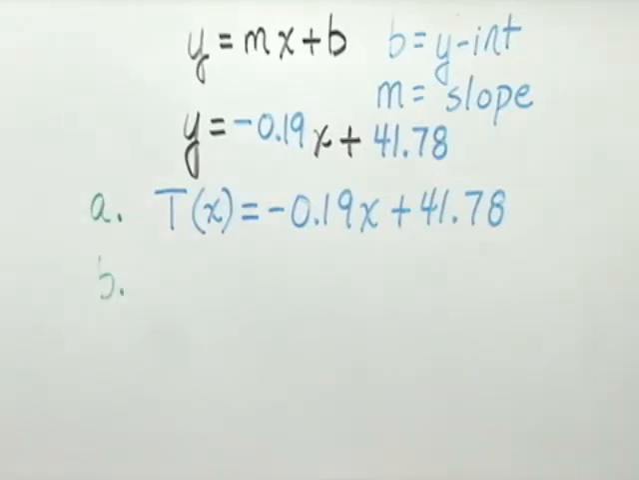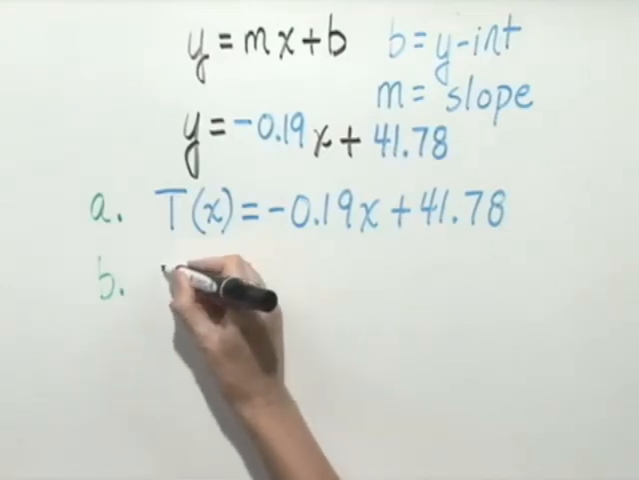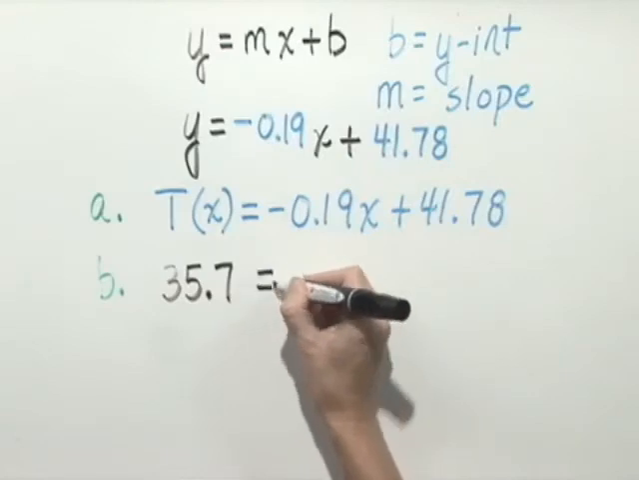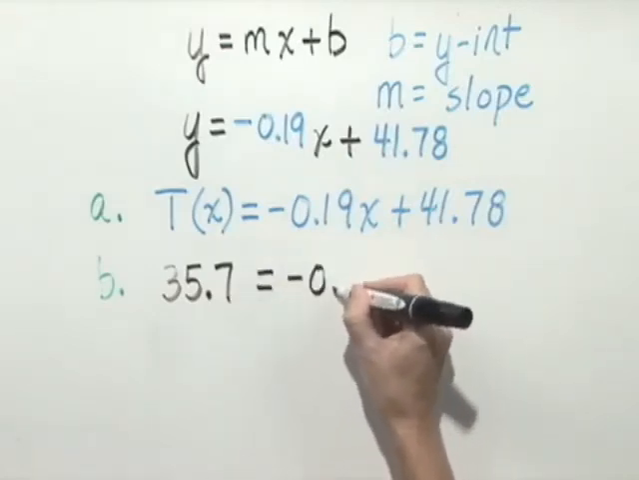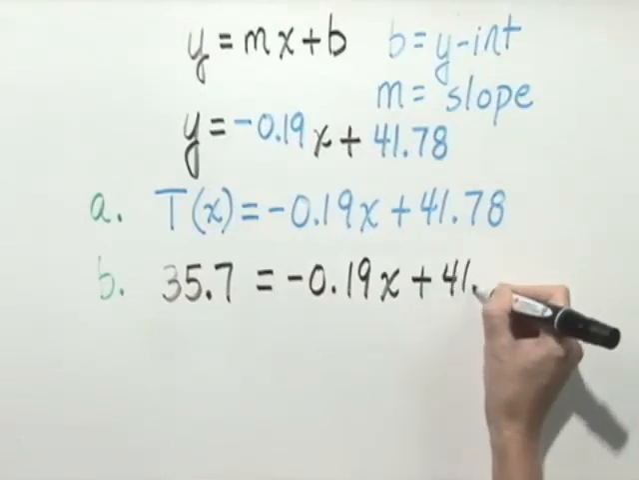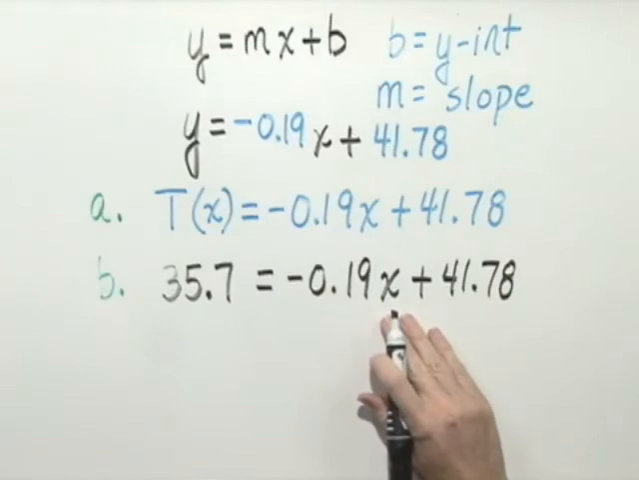Now in Part B, we're given a different question. We're asked, when will the winning time be 35.7 seconds? So in other words, I want to substitute 35.7 in for t of x. 35.7 is equal to negative 0.19x plus 41.78, and I want to solve this equation for x.